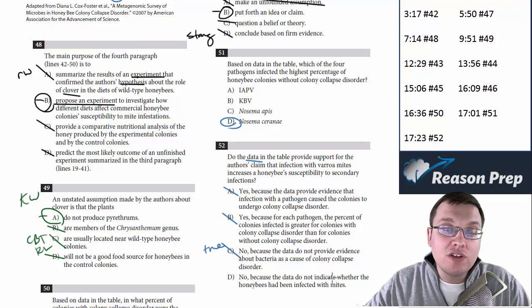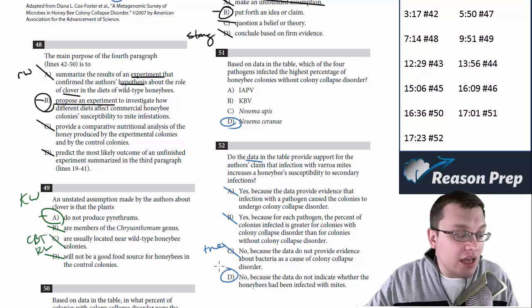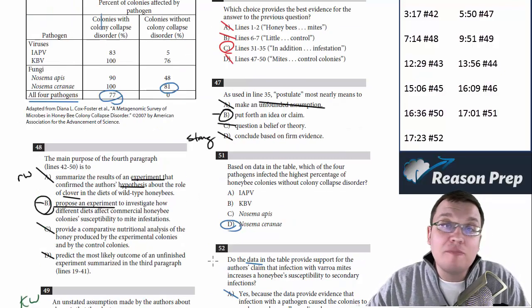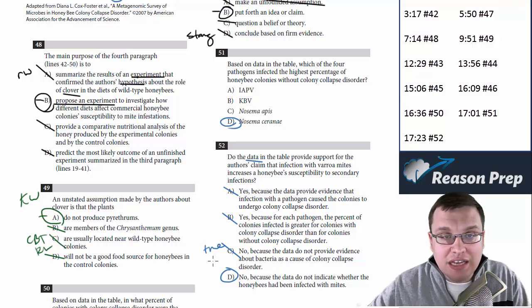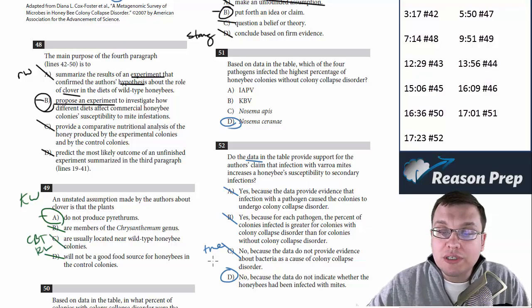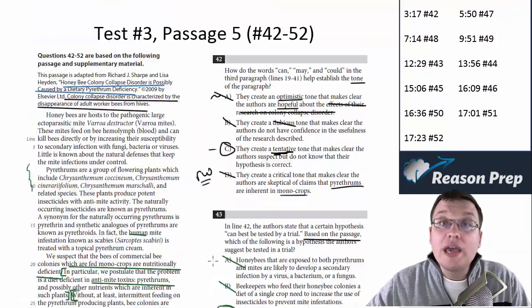No, because the data do not indicate whether the honeybees had been infected with mites. Yeah, that's exactly the point that we made. This chart says nothing about whether they have mites or not. So we can't draw any conclusions about the mites and how the mites affect bees based just on the data in the chart. So we're going to go with choice D. Let's double check, make sure we've answered everything. We have. So let's move on to the next video.